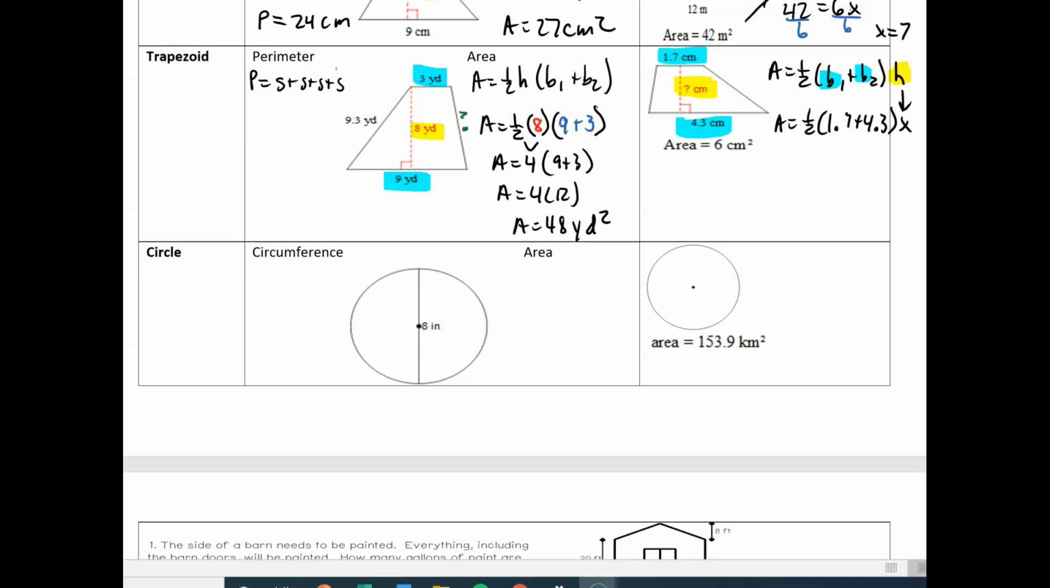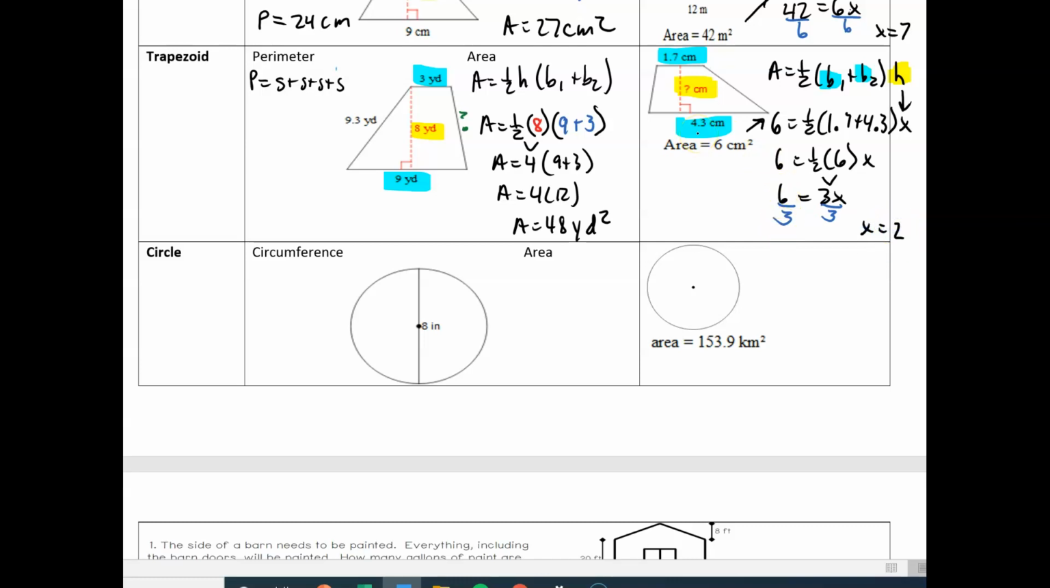I've also made a mistake here. I actually know what my area is. My area is 6. I'm going to erase my a there and write down 6 because that is the area that I gave you for this shape. So 6 is equal to 1/2 of 1.7 plus 4.3, which is 6x. And so 6 is equal to half of 6, which is 3x. And then I finish this off simply by dividing by 3. So the height of this trapezoid that I gave you that had an area of 6 is simply 2, because that's what 6 divided by 3 is.